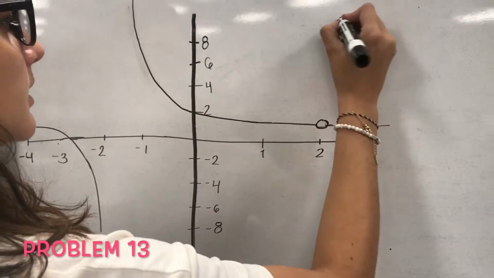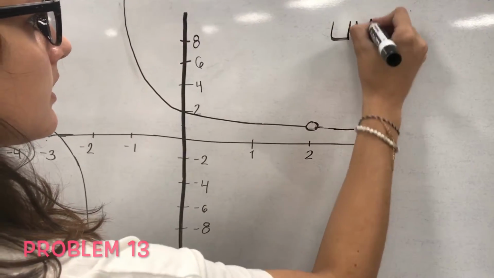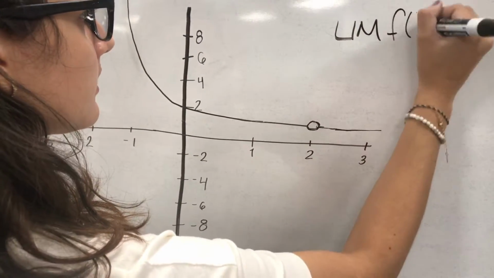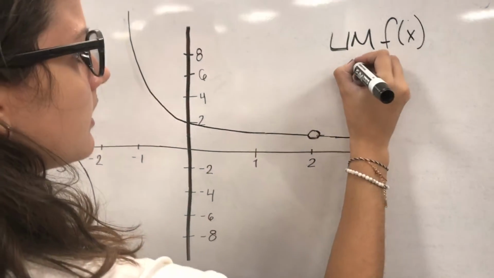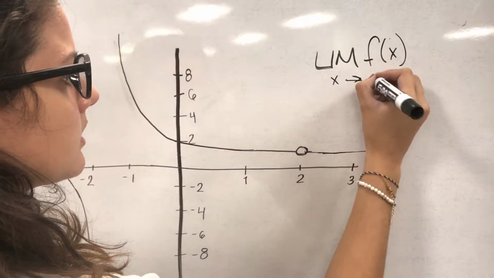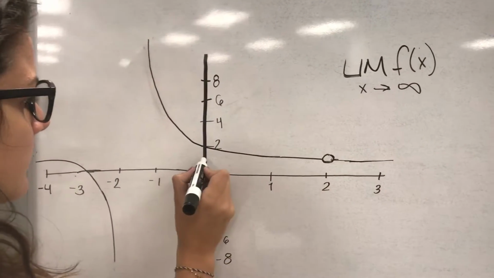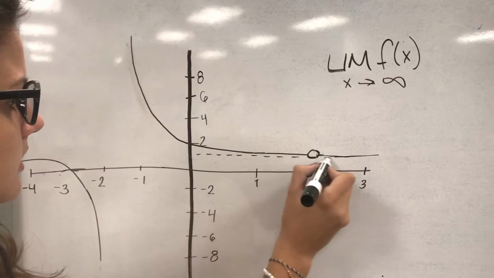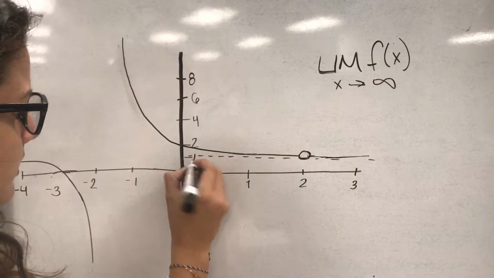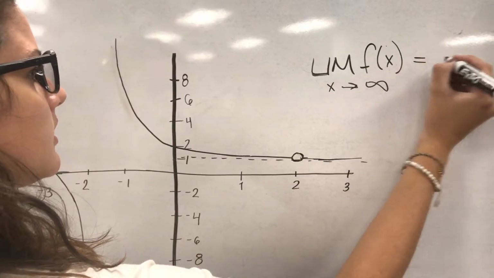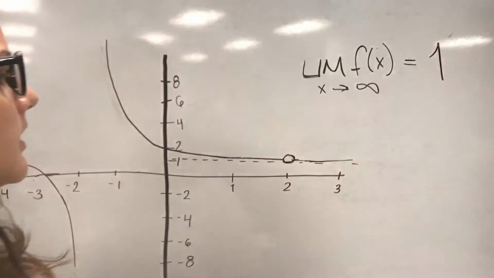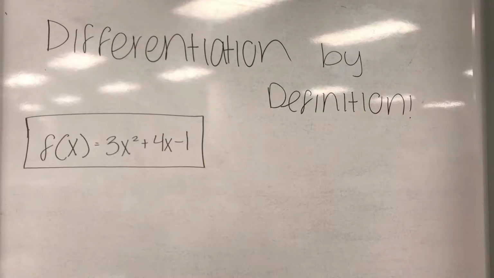So the first step is to write the limit of the function, which in this case is when x approaches infinity. So we have to see from left to right where infinity goes and where the limit stands. In this case, as you can see, the limit of the function when x approaches infinity is 1.